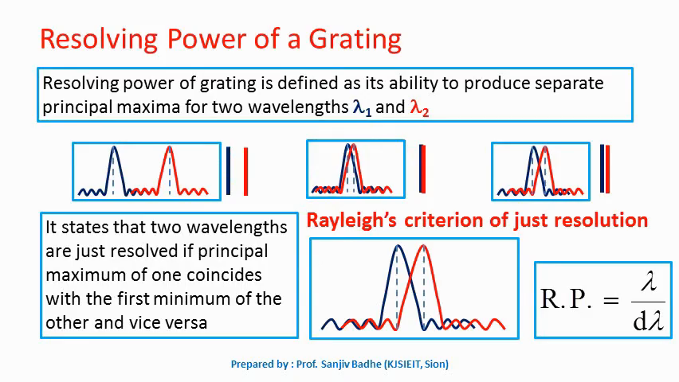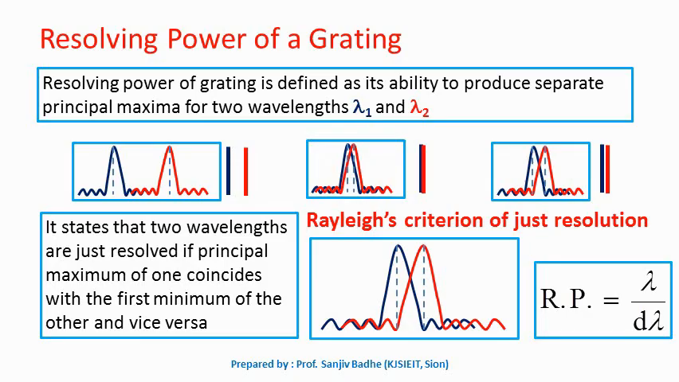What is resolving power? Resolving power of an optical device is its ability to separate closely spaced objects. Now in case of grating, which objects is it going to separate? We have seen if we make white light incident on the grating, 0th order maximum is obtained as white, meaning all wavelengths merge in 0th order and are not separated. But in higher orders, the wavelengths are separated.